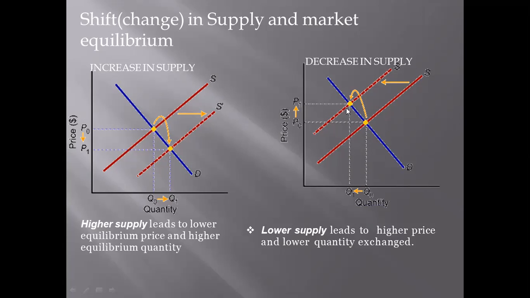So when supply decreases, everybody, the demand is constant. That means, for example, if we were demanding 10,000 units, but now the producers are supplying only 8,000 units, so less quantity in the market, so automatically the price is going to rise. So lower supply leads to higher price and lower quantity exchanged. So this is a situation of shift in supply and market equilibrium where your demand is constant.